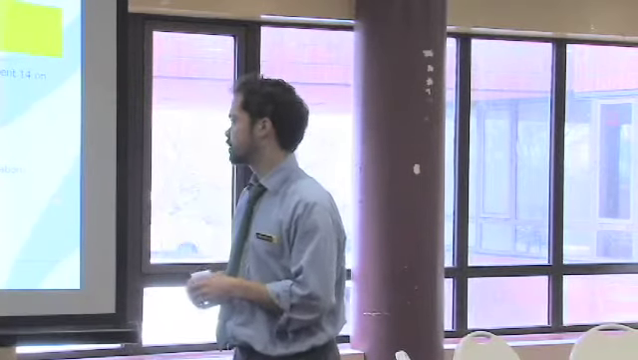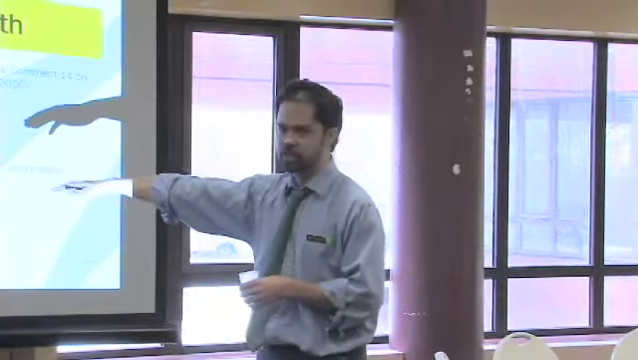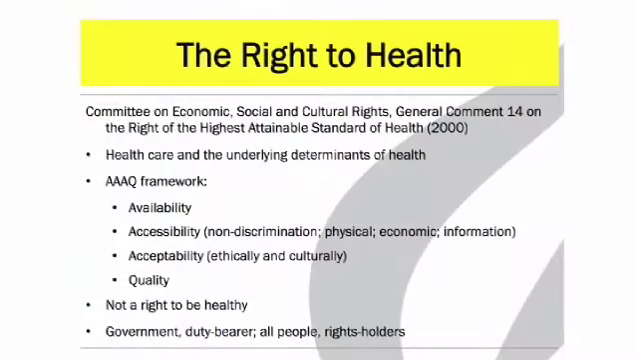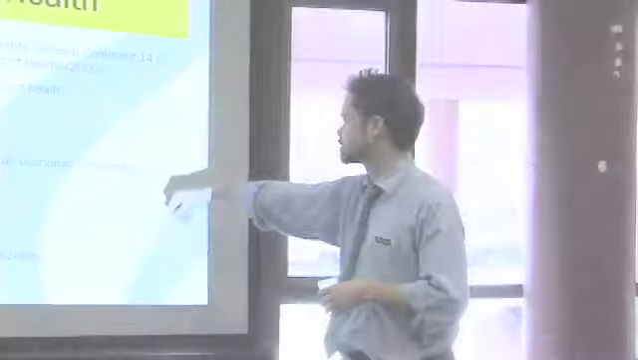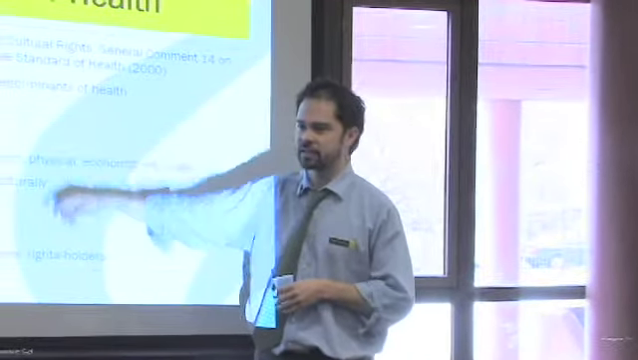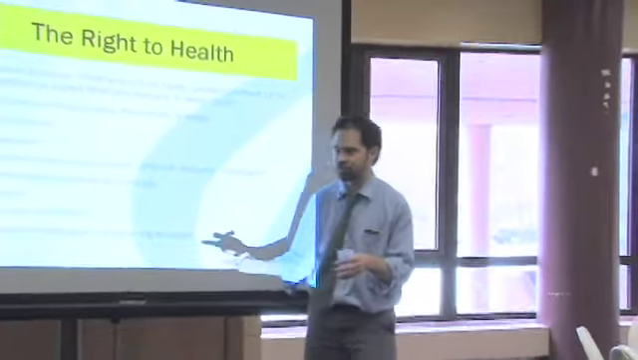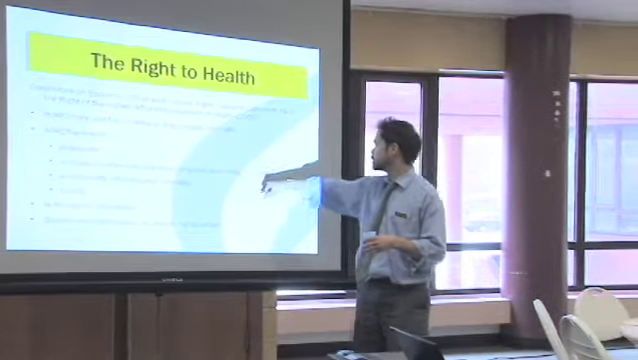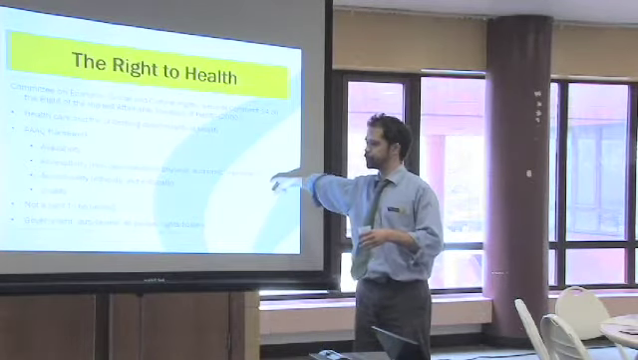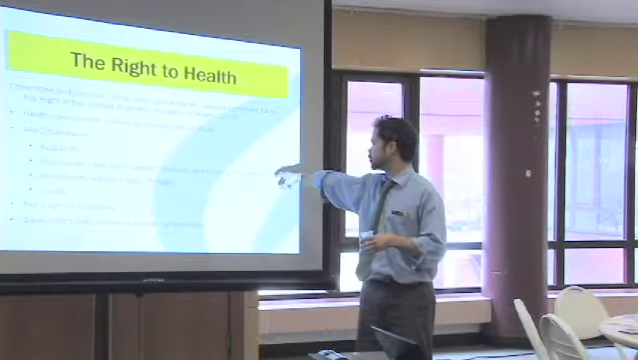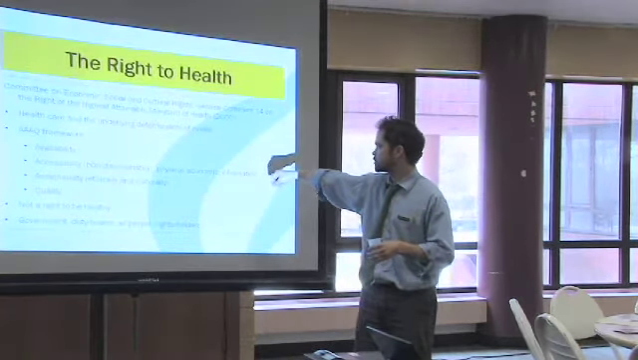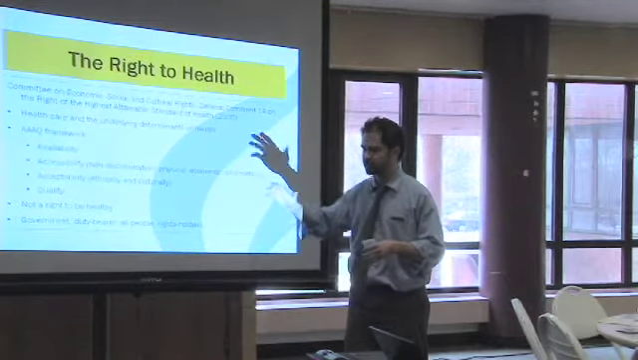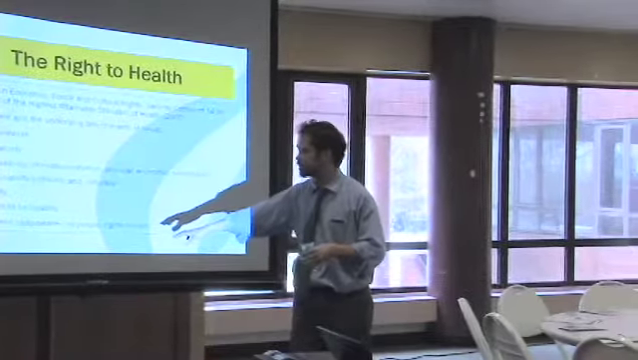Both healthcare and the underlying determinants of health should fit what's called the AAAQ framework. So they should be available. There has to be enough of them: facilities, workers, et cetera. They have to be accessible, right? And that means a few different things. There can't be discrimination in access to healthcare or to clean drinking water or whatever it is. They have to be physically accessible. They have to be affordable, and people have to know about them, which is sometimes trickier than it seems at first. They have to be acceptable, so especially in multicultural contexts this comes into play, and they have to be of good quality.